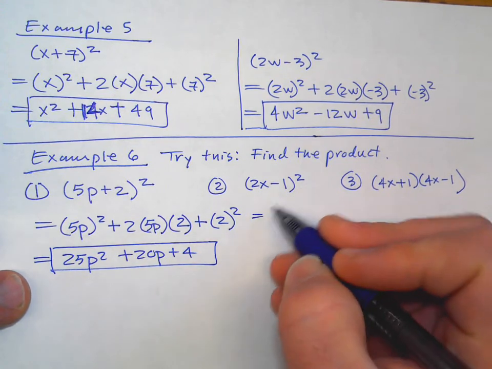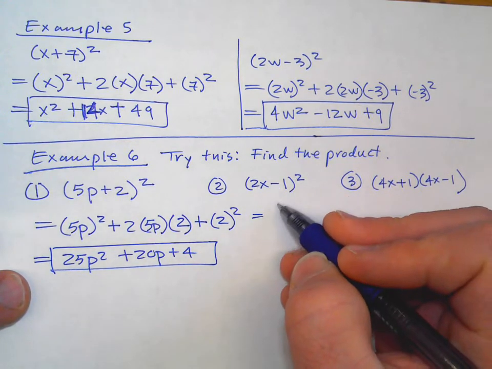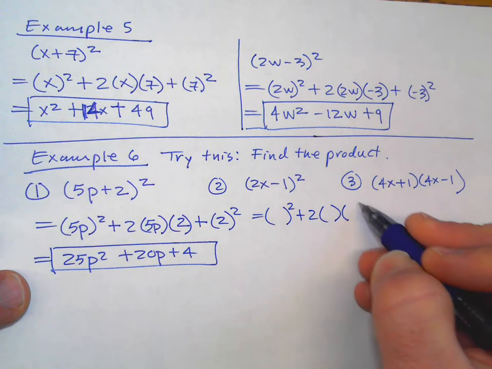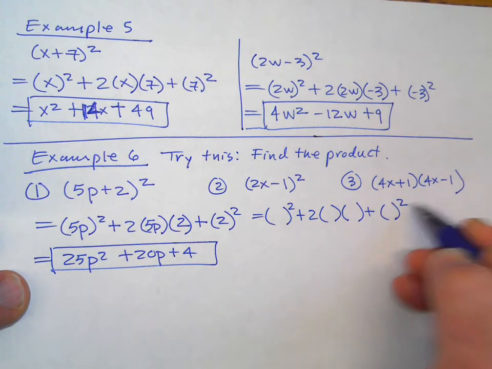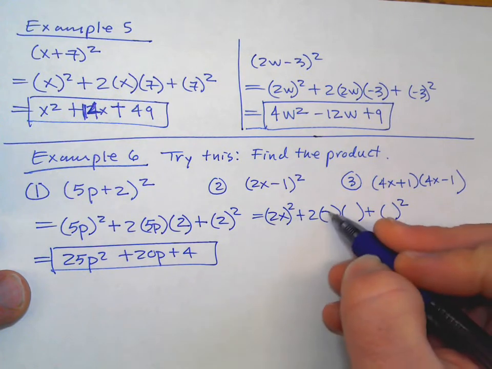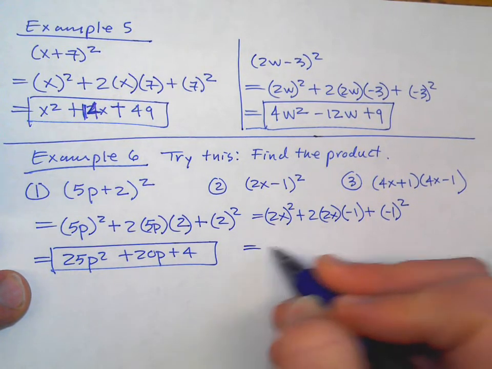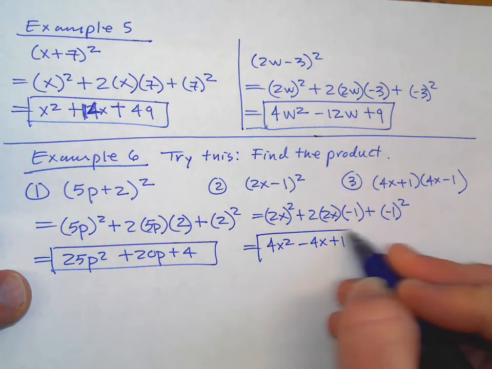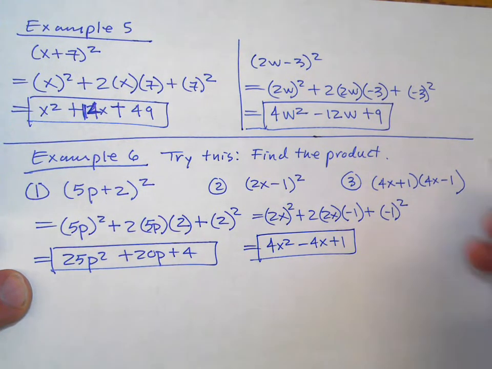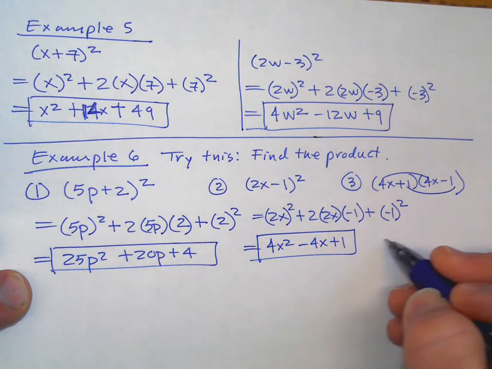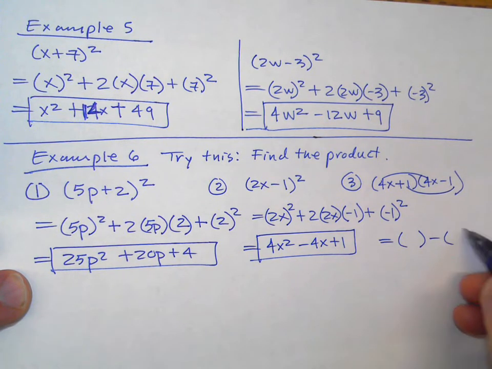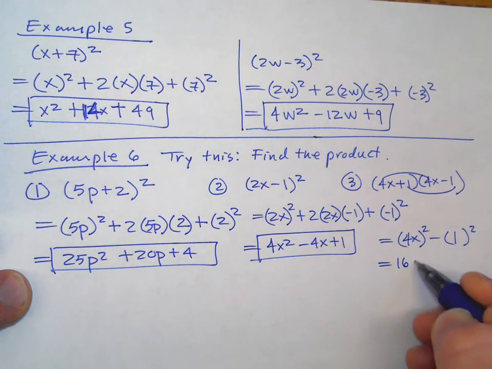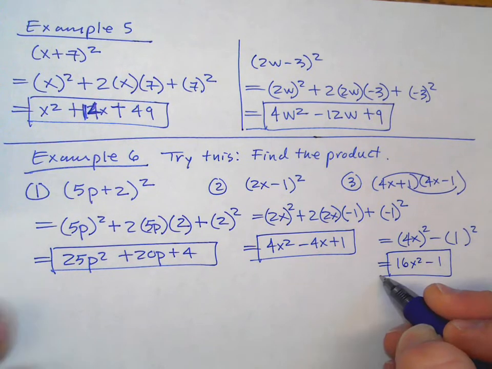This one, this is another square of a binomial. So it's going to be the first thing squared plus 2 times the first thing, second thing, and then the last thing squared. It's going to be 2x, 2x, minus 1, minus 1. It's going to be 4x squared minus 4x plus 1. Last one is the sum and difference pattern. So it's going to be the first thing squared minus the second thing squared. 4x, 1. 16x squared minus 1.